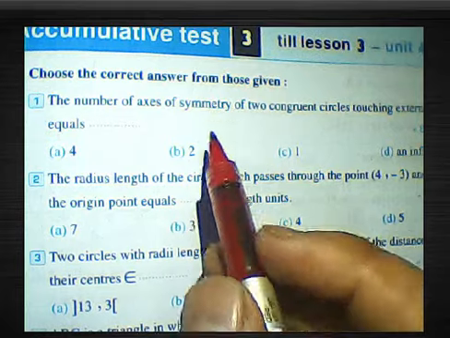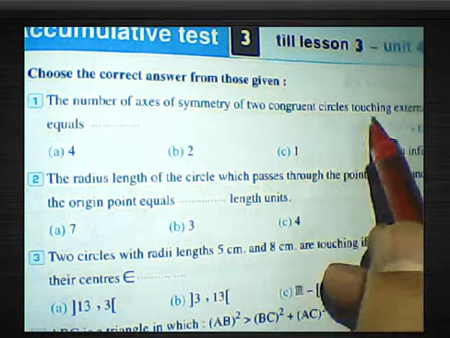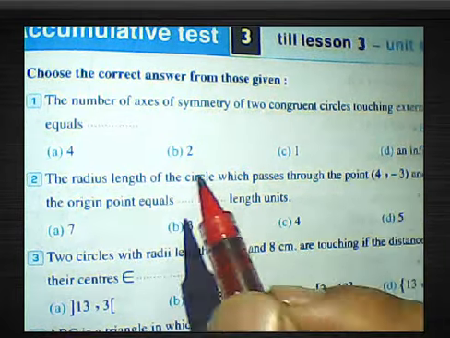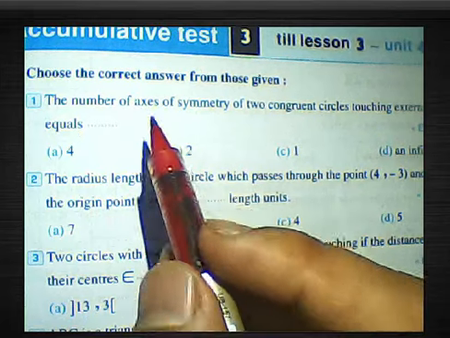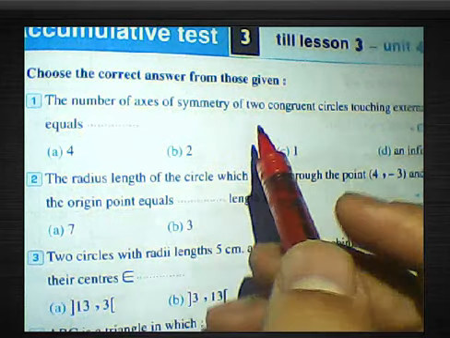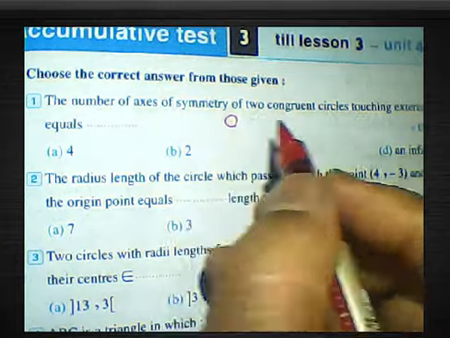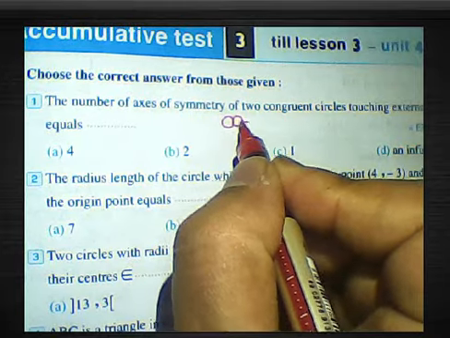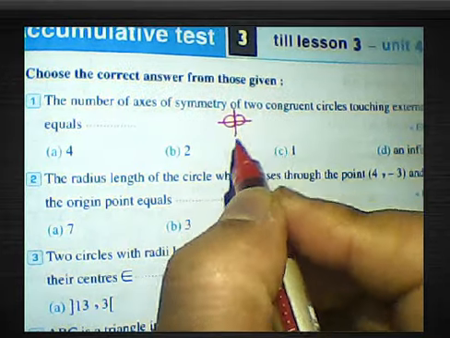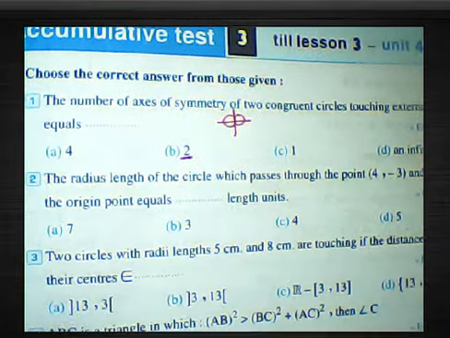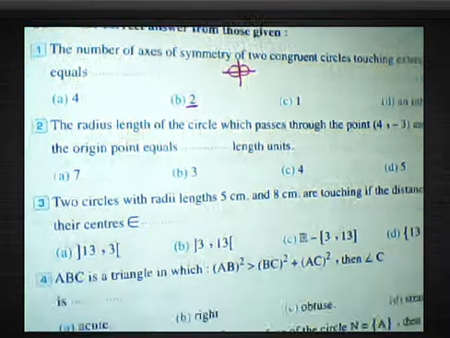The number of axes of symmetry of two congruent circles touching externally equals what? He asked about the number of axes of symmetry of two congruent circles touching externally. Here we have one line of symmetry and here another line of symmetry, so we have two lines of symmetry for the two circles.